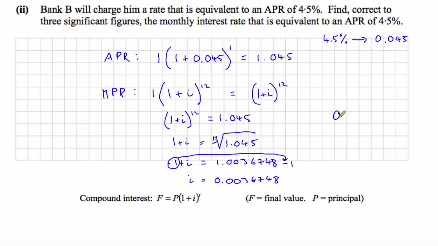So our answer then is 0.36748. And again, they want it correct to 3 significant figures, so I'm going to look to the 4th significant figure. Does this 4 affect the number in front? No, it doesn't. So the answer then is 0.367%, correct to 3 significant figures. And that's the end of A part 2.